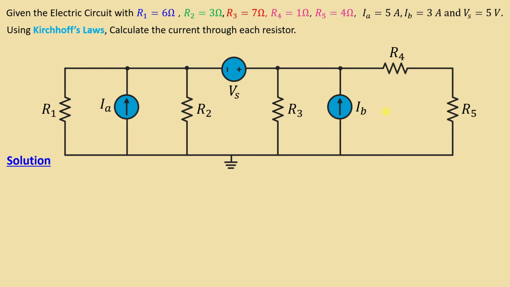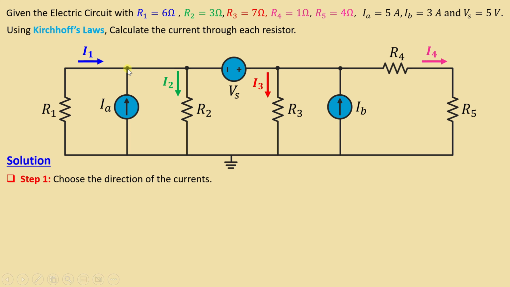Let's go to the solution. Step number 1 is to choose the direction of the currents. I1 is the current through the resistor R1, I2 is the current through the resistor R2, I3 is the current through the resistor R3, and I4 is the current through the resistors R4 and R5.